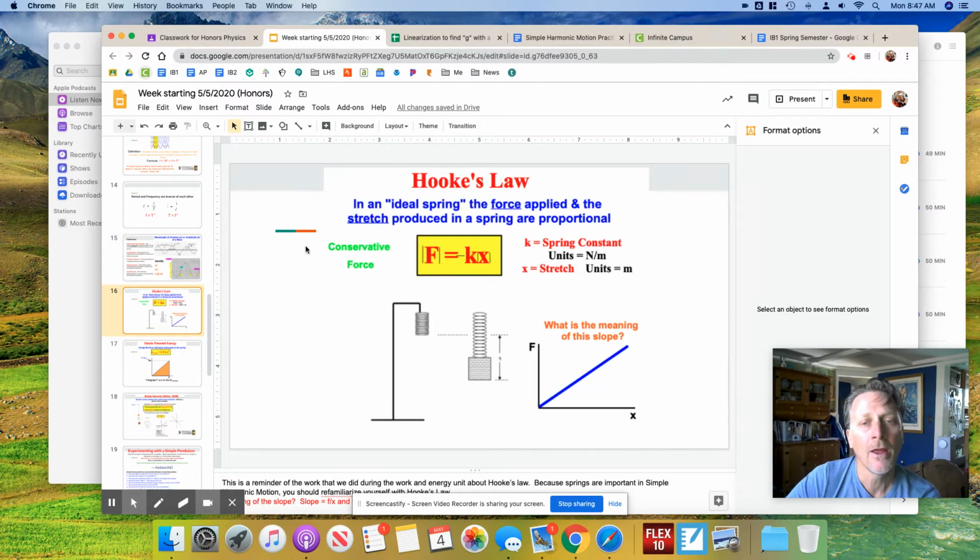So using our ideas of the wave, we're going to go back and leverage some past information that we worked with, Hooke's law. So Hooke's law just says the force on a spring is proportional to negative kx. This is our spring constant, this is our stretch.